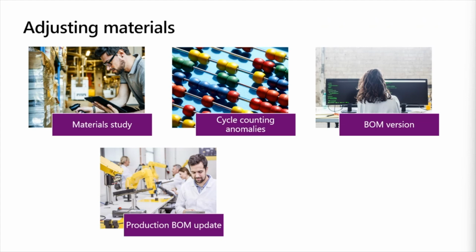Another option is to update the production BOM directly. While this will correct the individual production order, the new values will not be used on new production orders. So if your anomaly was one time due to extenuating circumstances, this is a good option.